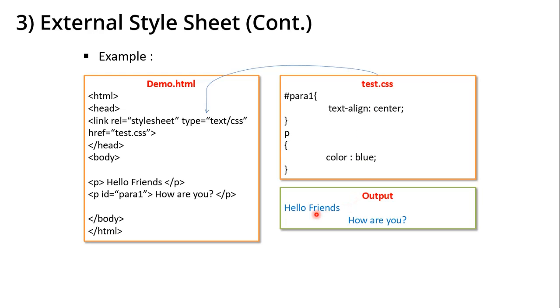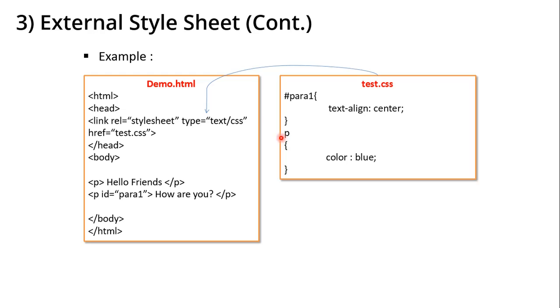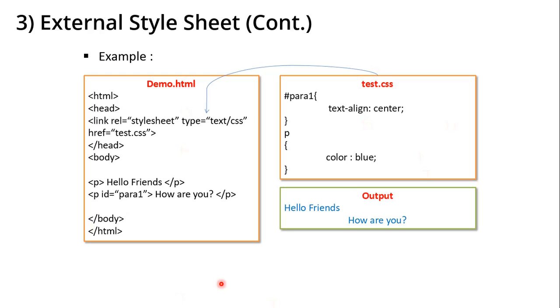So see here, hello friends is as it is, on the left side. For p I am using color also. Sorry, for para1 it is only center, and for p I am using color blue. So this hello friends contains p over here, so it will display in blue color, but no alignment, because for alignment I am using para1. So it will display only in blue color, and by default our alignment is left. So hello friends is displaying on the left side, but here I am using p also and id also, so it will display in alignment center and color will be blue. So this is the external style sheet.